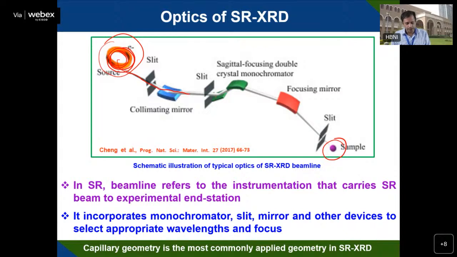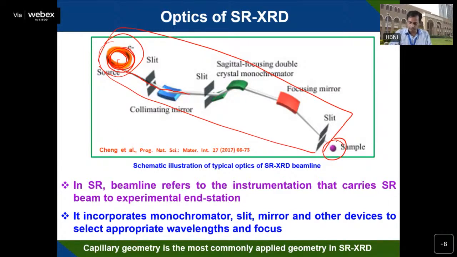So in SR, beamline refers to the instrumentation that carries the synchrotron beam to the experimental end station. This whole process is called the beamline process, because from here to here it goes through different optical pathways. It incorporates a monochromator, slit, mirror, and other devices to finally focus on the sample.